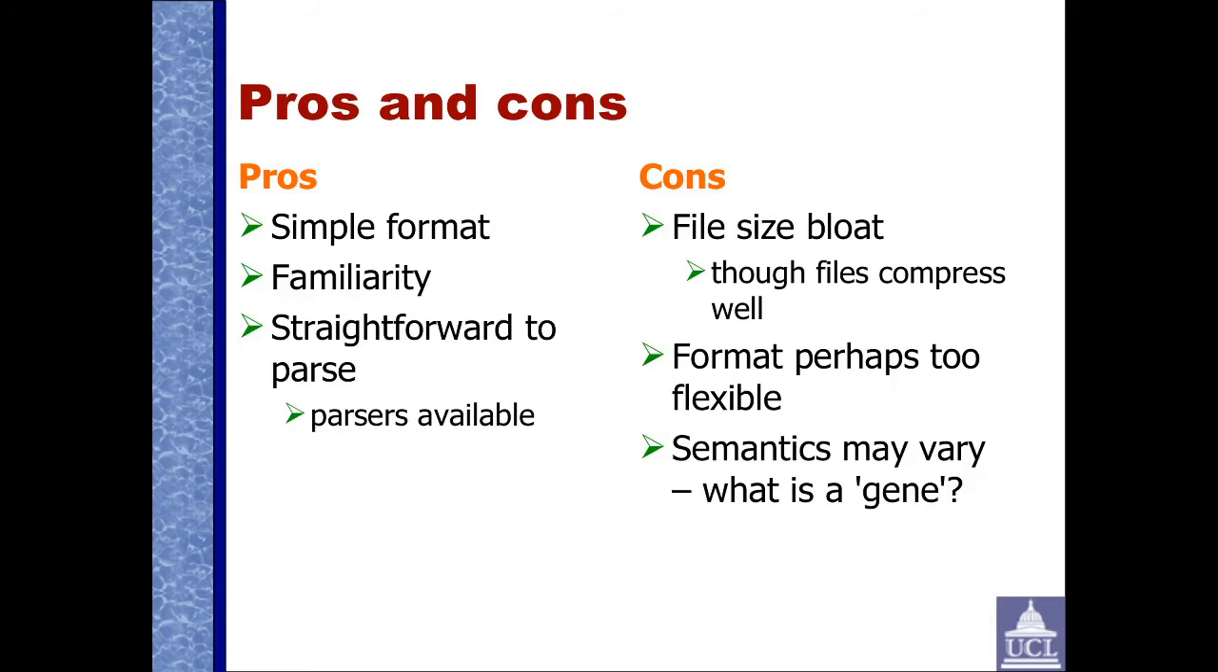The format is perhaps too flexible, and we will come back to why that's a problem in just a moment. And of course, while the point of XML is to mark up the semantics, the meaning of the data that are contained, those semantics need to be defined very carefully. For example, what is a gene? Is it just an open reading frame, or does it include upstream regulatory regions?